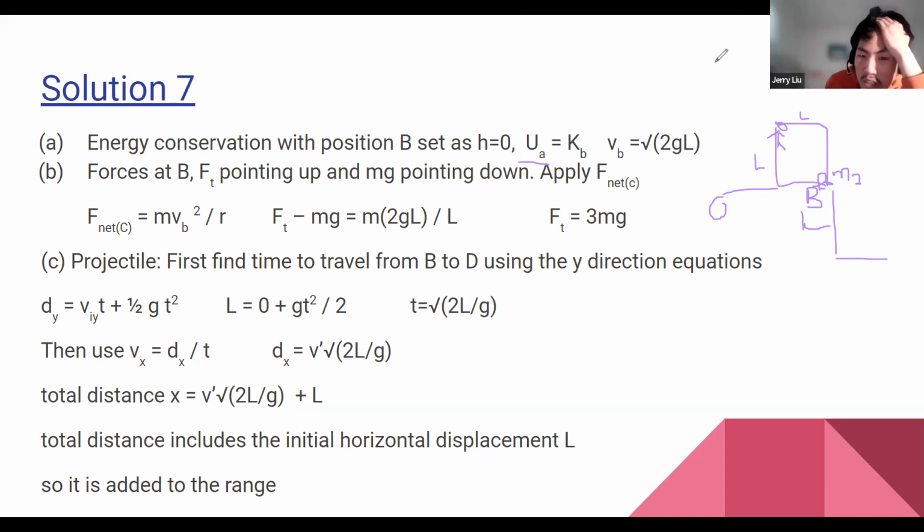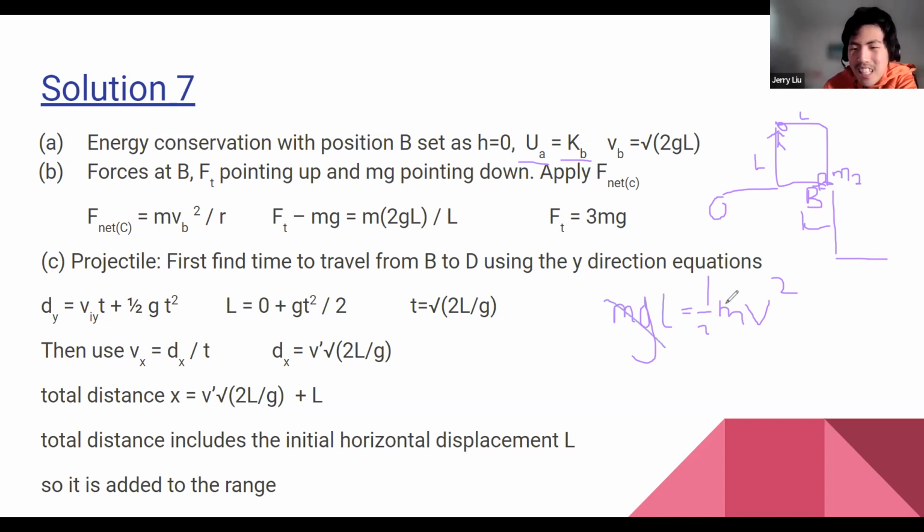So the potential energy at A has to be the same as the kinetic energy at B because energy is conserved. So you would basically say that mgh, so here it's L, equals 1/2 mv squared. Here, this m does not reference the M2. I guess this is pretty obvious enough. Here, m references the person. Just wanted to clear that up.